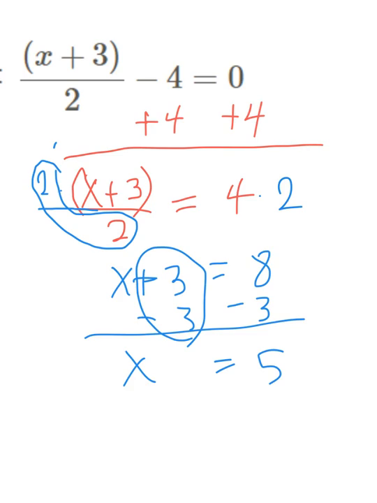Remember what that means. That means if I put the number 5 into the equation, and let's go ahead and do that, let's put 5 right here. So 5 plus 3 is 8. 8 divided by 2 is 4. So this much right here equals 4. And 4 minus 4 is 0. So 5 is the only number that makes the left-hand side the same number as the right-hand side.